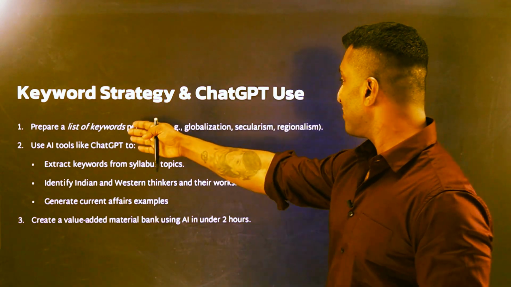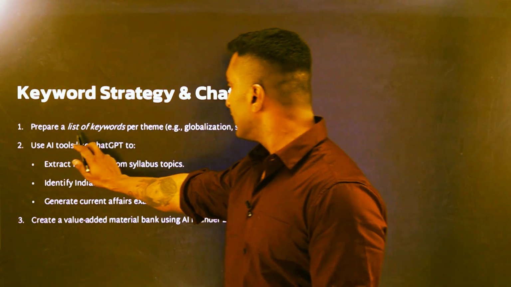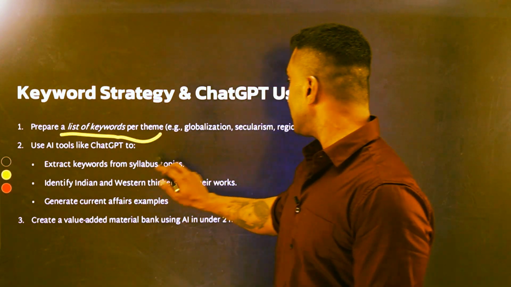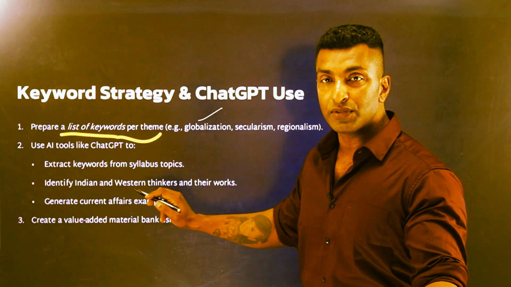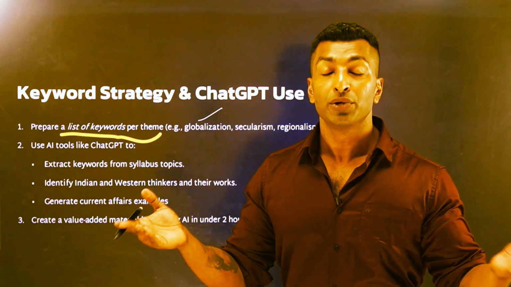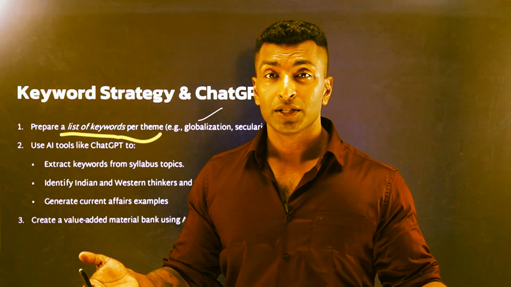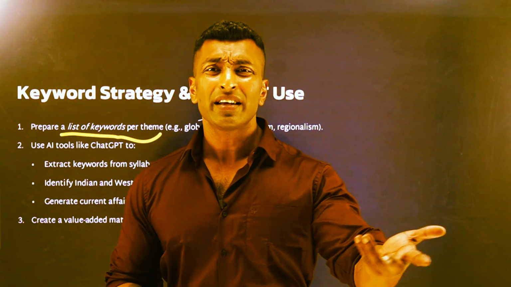Okay, so I've already mentioned that, right? You will be preparing a list of keywords per theme. For example, globalization, what are the keywords which I need to write? You can simply use ChatGPT. When the technology is there, when you can ask, you can save time, and it gives more efficient and effective answers also. So 5 keywords is enough to make enough technical depth in your answer.